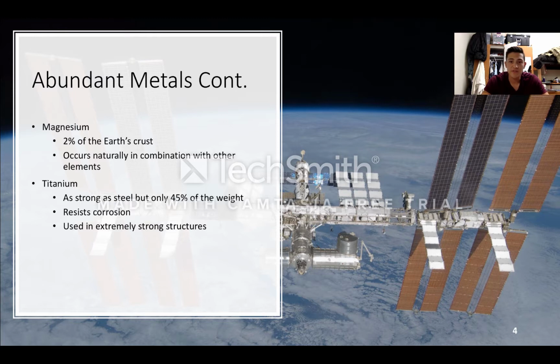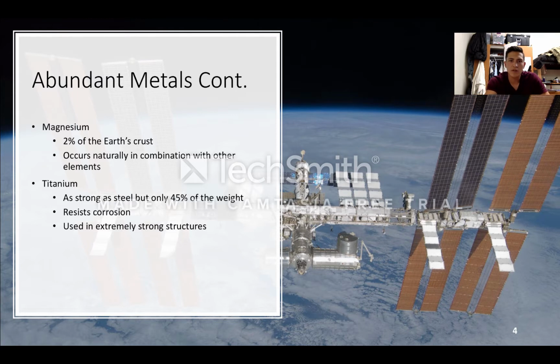The Boeing 737 is another notable piece made from this strong metal. Not only is it strong, it's lightweight, as it's only 45% the weight of steel. This is most likely the reason why it is used in aircraft as often as it is.